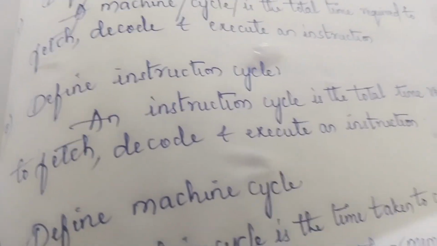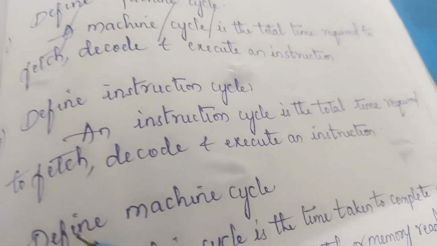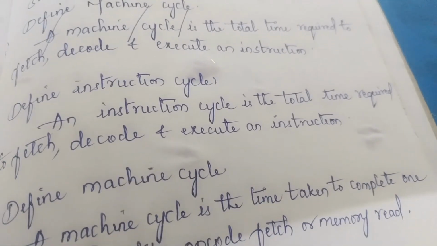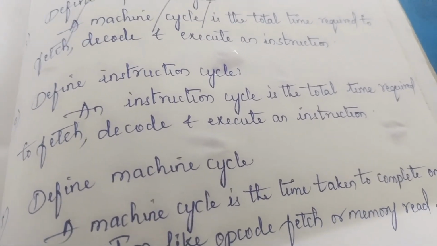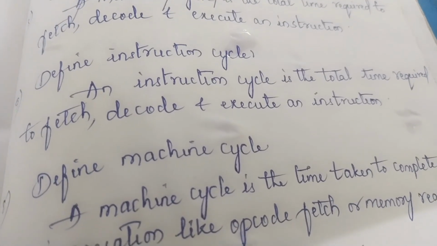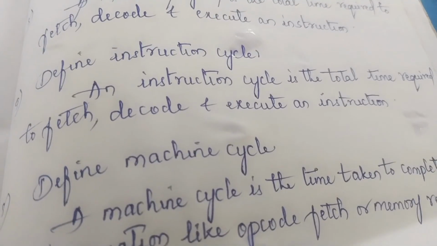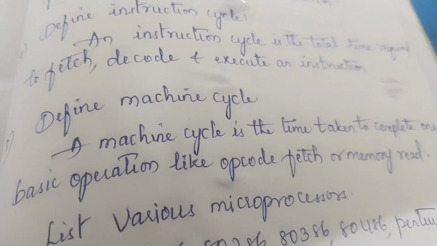Next, we have define instruction cycle. An instruction cycle is the total time required to fetch, decode and execute an instruction. That means instruction cycle is related to time. It consists of fetching, decoding and executing.